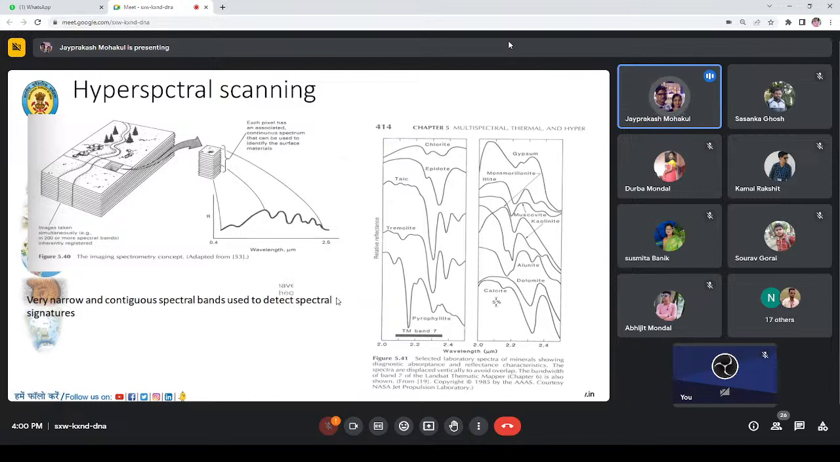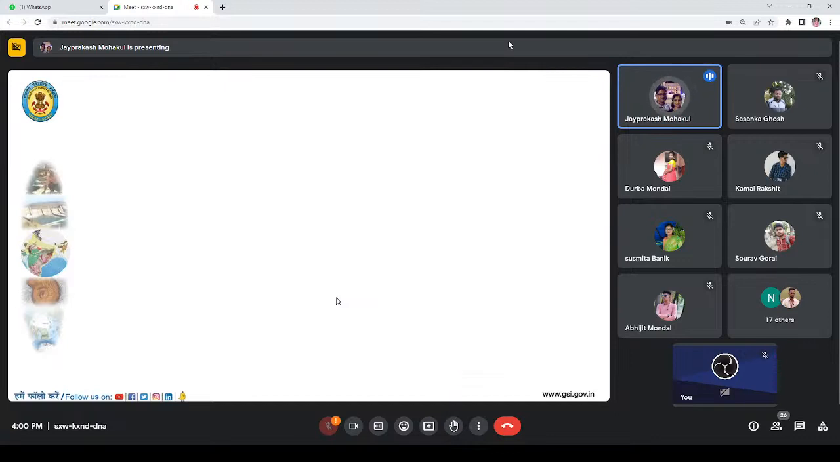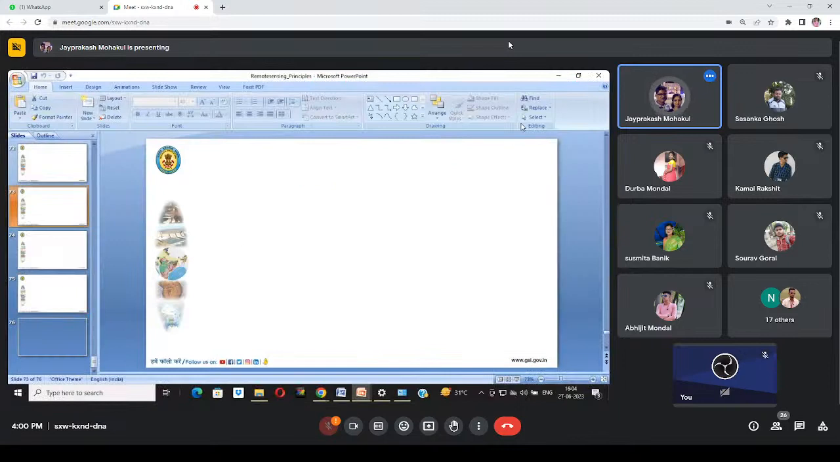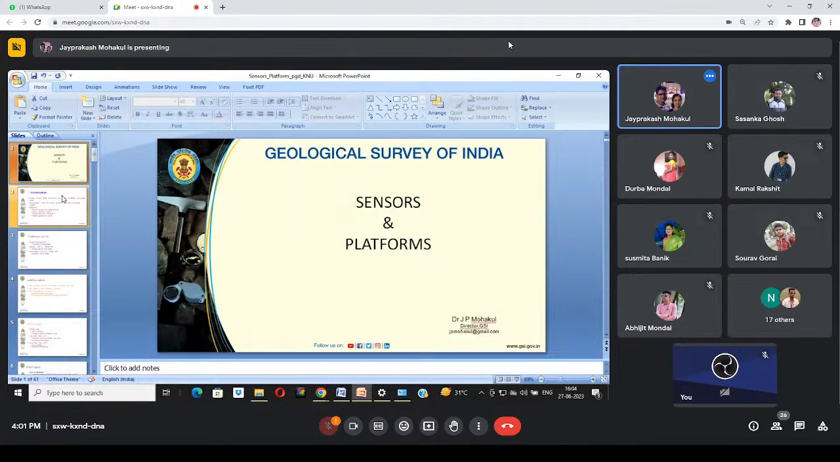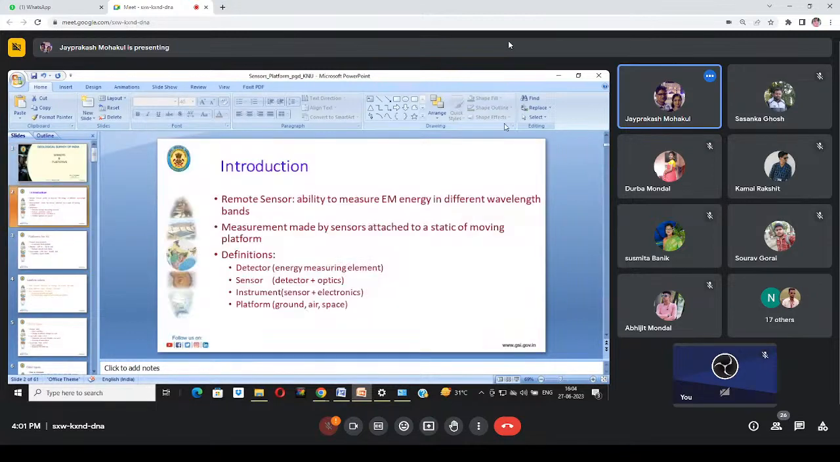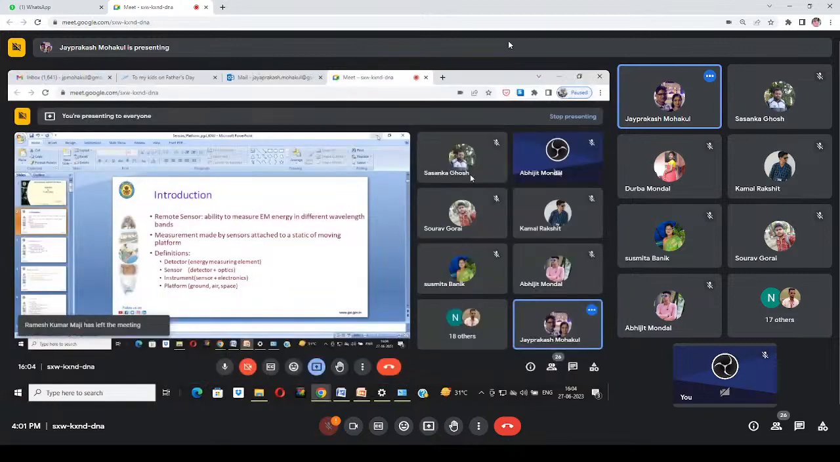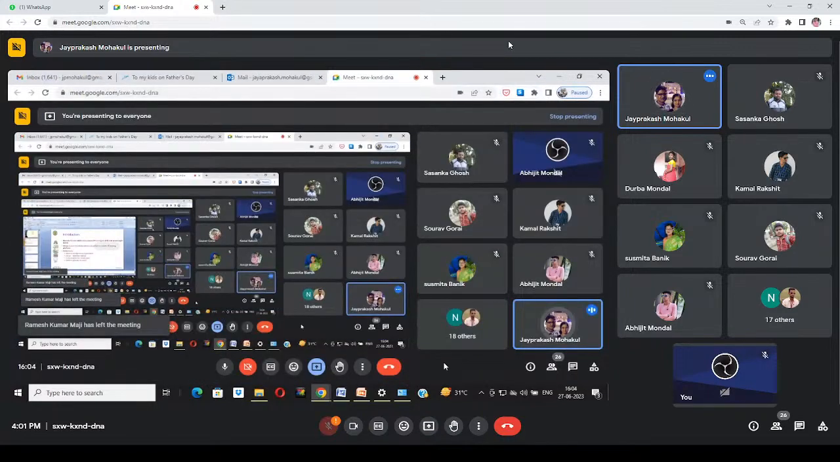Now, this we will take up subsequently, hyperspectral scanning and all that. With this, I will end this and we'll move over to the other topic, that is sensors and platforms, right? Now, anything you would like to ask?